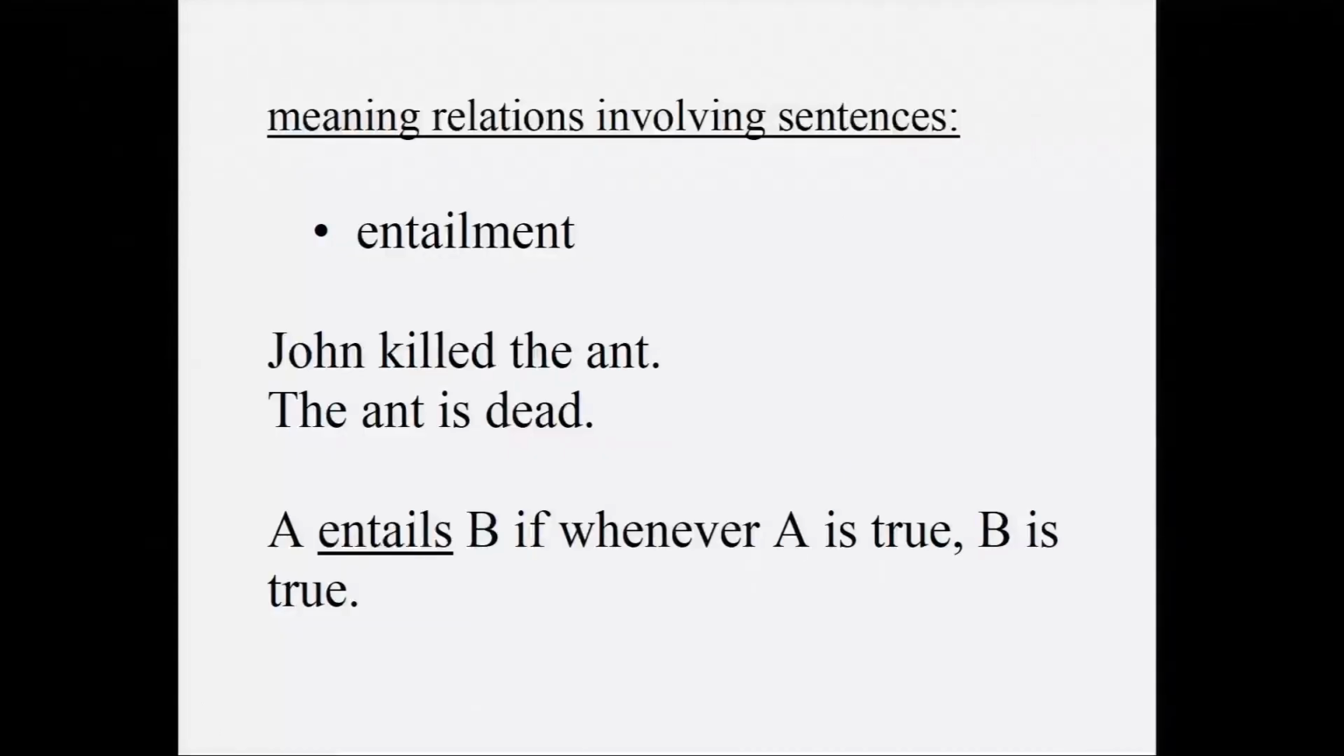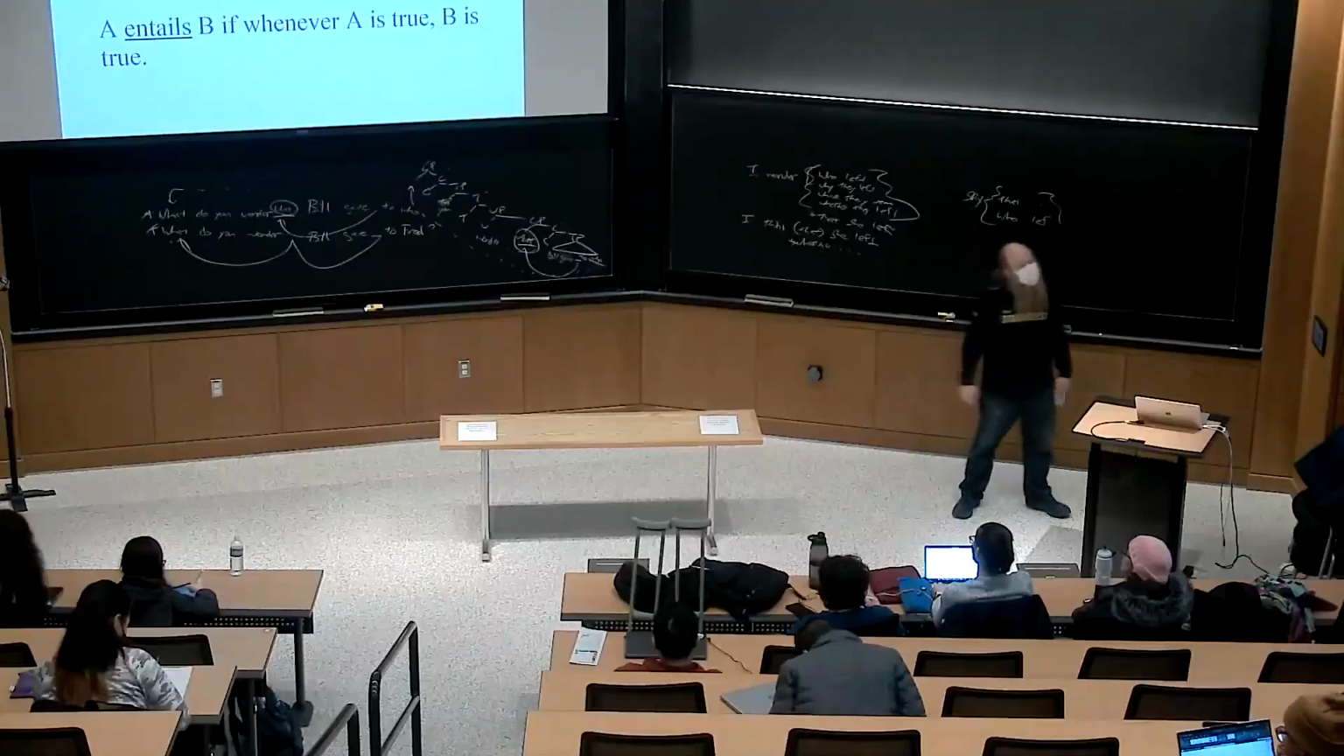We say that a sentence A entails a sentence B if whenever A is true, B must be true. So if John killed the ant, it has to be true that the ant is dead. That's what kill means.